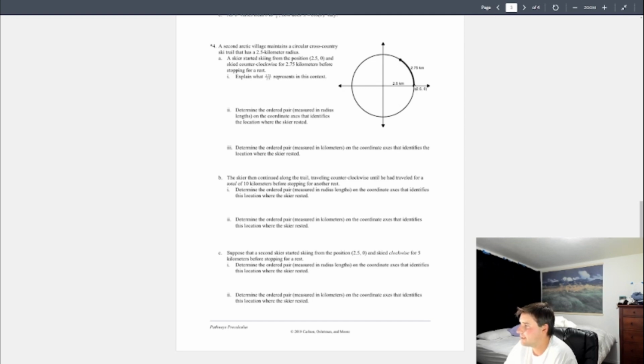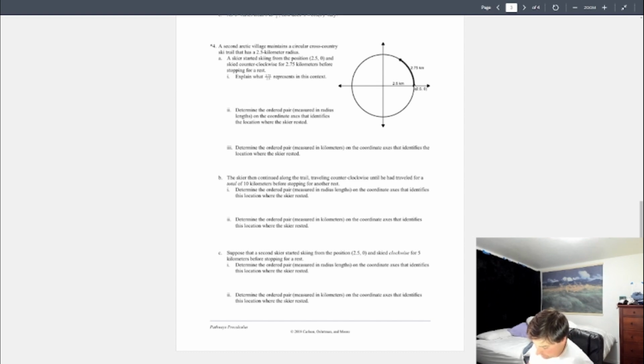Measured in radius lengths on the coordinate axis. Okay. That is this location. Since 2.5 divided by 2.5 is just 1, and 0 divided by 2.5 is just 0, it's 1, 0. Measured in radius lengths, yeah. Because 2.5 divided by, okay, now it's measured in kilometers. So it's just 2.5, and then 0. We'll see if I'm thinking about that right.